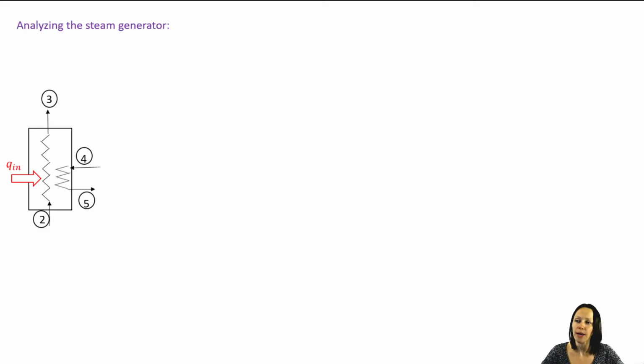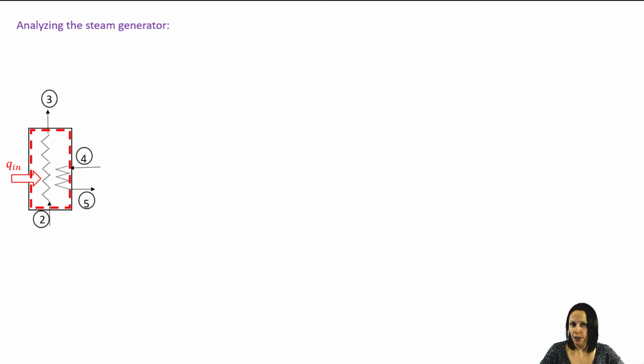So let's look at how we analyze that steam generator. All the other devices in that cycle, you know how to analyze. And you know how to analyze this too. It's just one little level of complexity. So you know how to analyze the pump, the turbines, the condenser. Let's look at the steam generator because it's a little bit more complicated.